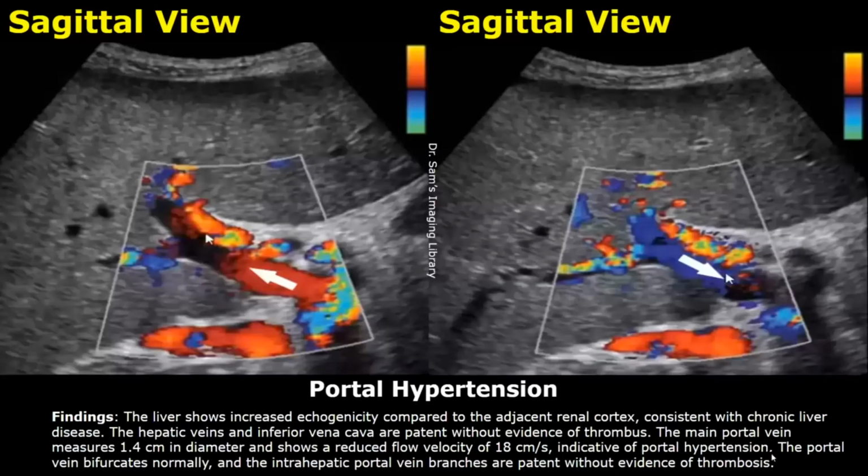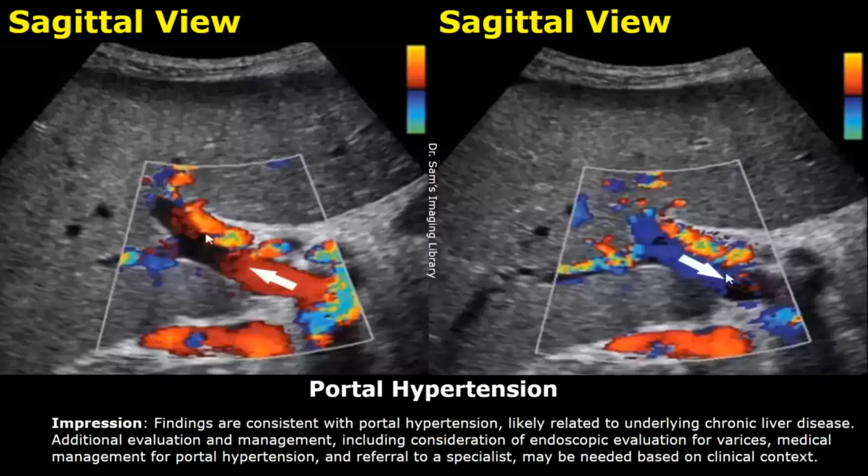And then you can write about the portal vein bifurcation as well as its intrahepatic branches. In the impression, you can write that the findings are consistent with portal hypertension and its association with chronic liver disease. After that, you can write about additional evaluation and management.